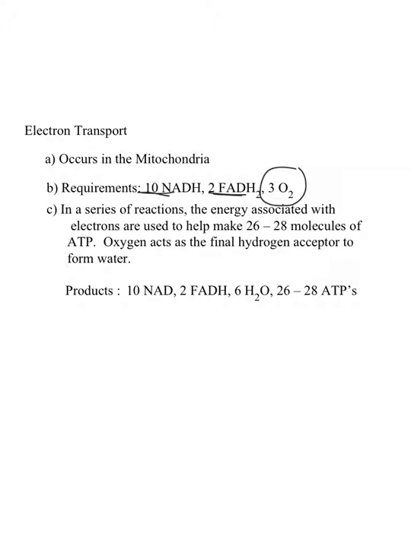We're left with NADs, which can be recycled in glycolysis, pyruvate conversion, and Krebs. FADs, which can be used and recycled back in the Krebs cycle. Water is going to be our waste, and hey, that's a lot of energy. 26 to 28 ATPs is certainly enough to keep complex multicellular organisms alive. So, let's look at how this actually happens.